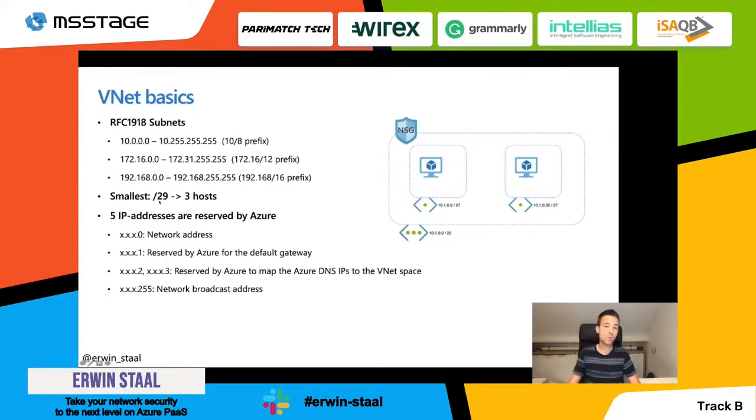A thing to keep in mind is that you need a few IP addresses out of your subnet, so you need to take that into account when creating a subnet. The smallest subnet you can create is one that can contain 3 hosts and is a /29 based subnet or virtual network. That is because Azure already uses 5 of the IP addresses from your subnet to do its work. That's why the smallest you can create is the one with the 3 hosts. So you need to keep that in mind.